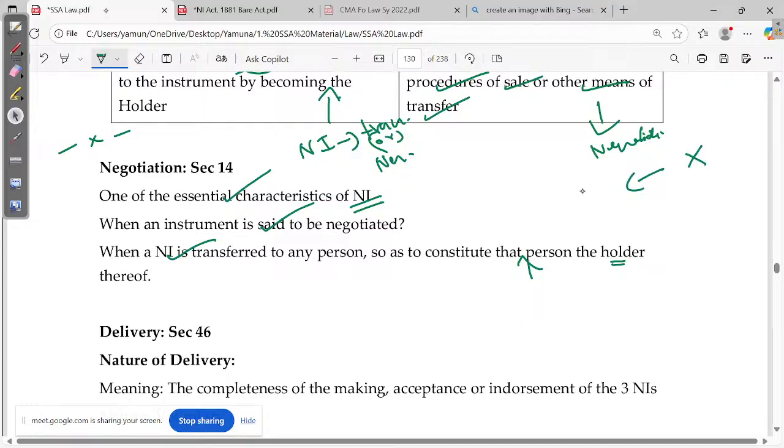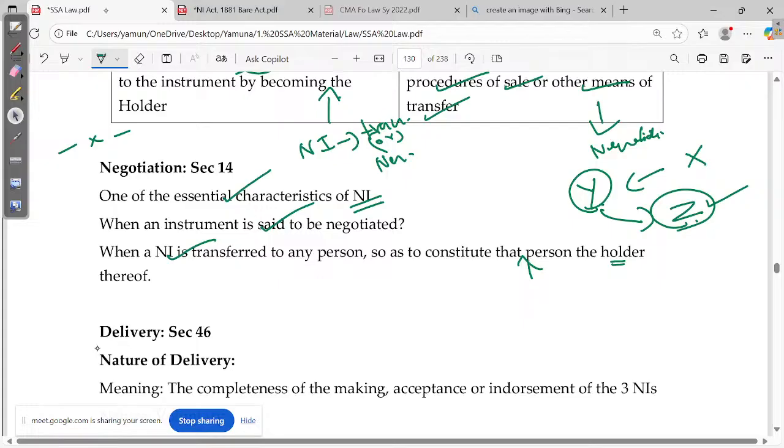X has given the bill of exchange signed to Y. Now Y has passed it to Z. Now we call this person as the holder, right? See, holder is whoever holds it. So far, Y was holding the instrument. That's why we called Y the holder. Now it has been negotiated to Z. Now Z becomes the holder, since physically Z is holding it. That's why we call Z the holder.